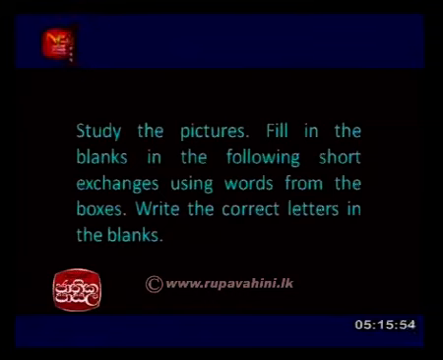Yes. Yes, Netmi, can you read? Ruchira, shall we read the instructions first? Study the pictures. Fill in the blanks in the following short exchanges using words from the boxes. Write the correct letters in the blanks. Right. So they are short exchanges. So some dialogues are there. Ruchira and Senaka. Right.